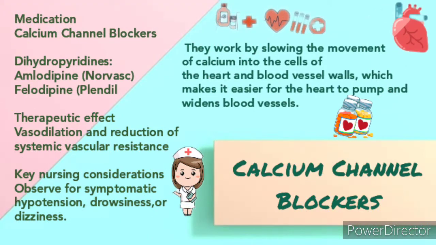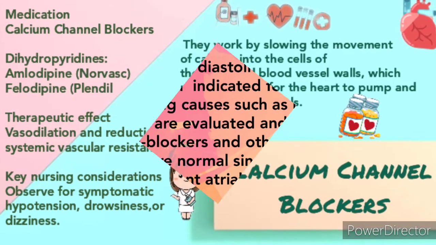Next are the calcium channel blockers. They work by slowing the movement of calcium into the cells of the heart and blood vessel walls, which makes it easier for the heart to pump and widens blood vessels. Medications are dihydropyridines, amlodipine, felodipine. The therapeutic effects are vasodilation and reduction of systemic vascular resistance. Key nursing considerations are to observe for symptomatic hypotension, drowsiness, or dizziness.